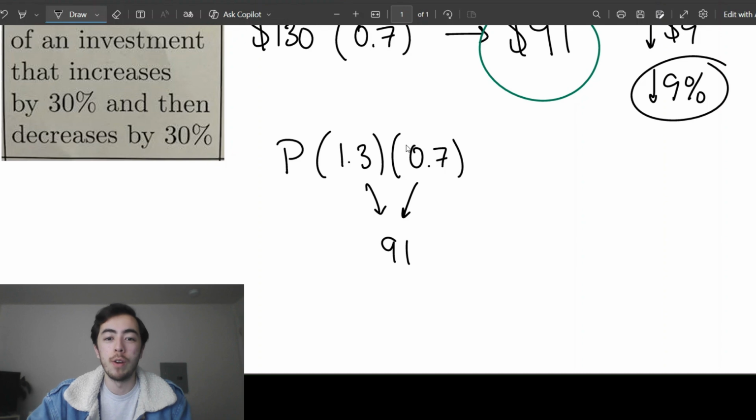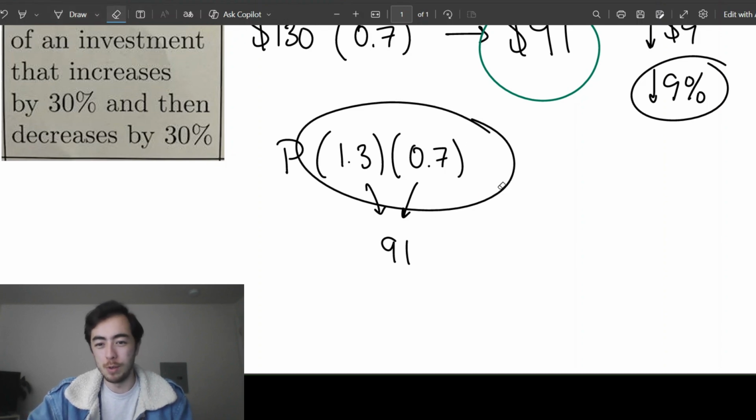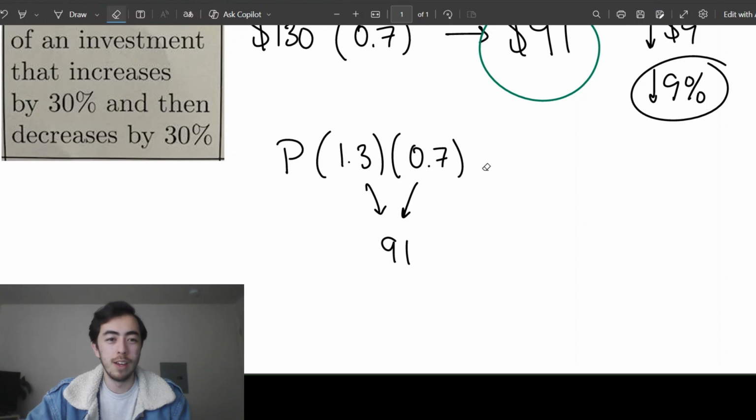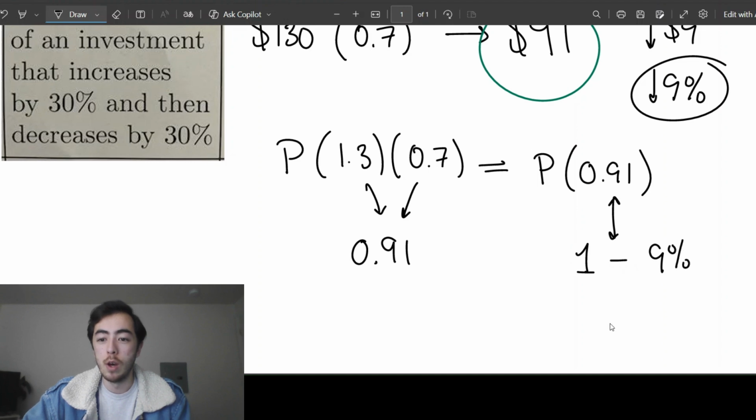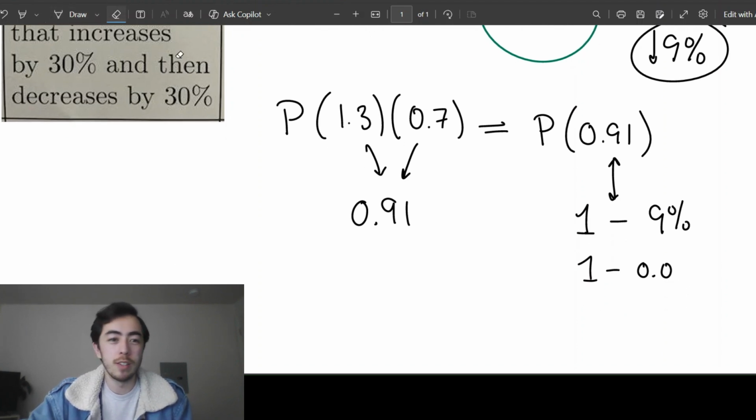Multiplying these two numbers together, it's still 13 times 7, and so I will get some kind of 91 idea out of this. Although I know that when I multiply two numbers that are roughly 1, I should get an answer that's about 1 as well. Or we could just look at the decimal points too. Either way, multiplying these two together does give us 0.91. And so the 30% increase and the 30% decrease is the same as multiplying by 0.91. And we can extract that 9% decrease by thinking of it again as 1 minus 9%, or 1 minus 0.09.